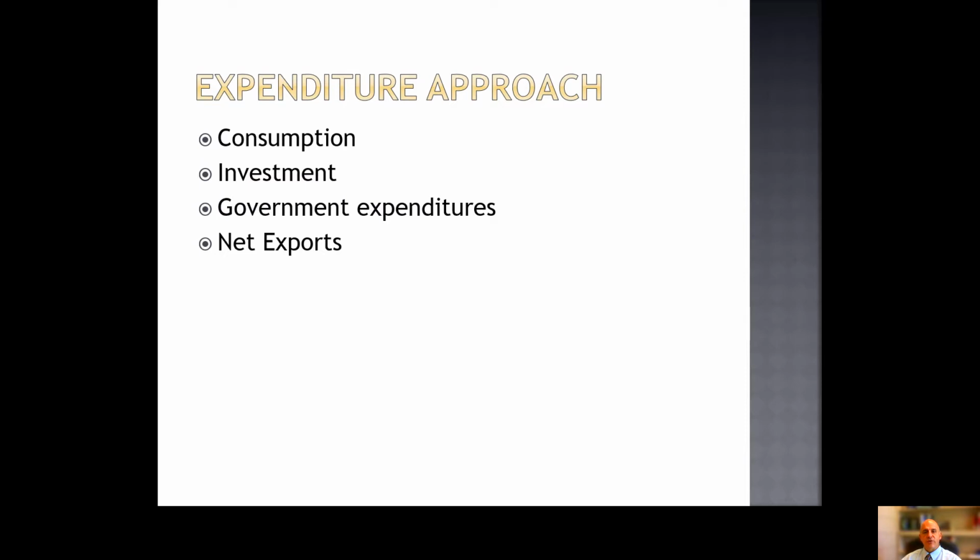They use two different approaches, and those approaches actually should equal the same number. But one approach is the expenditure approach. It examines how much money individual consumers are spending on the purchases of final goods and services. How much do you and I spend on the purchase of final goods and services? That's consumption. How much do businesses spend on final goods and services? That's investment.